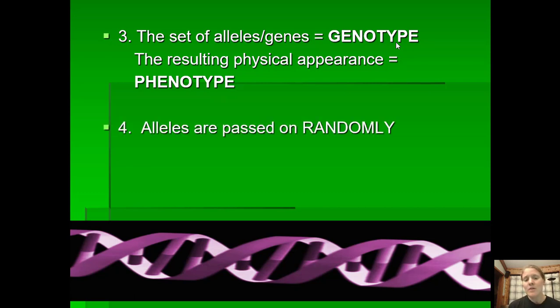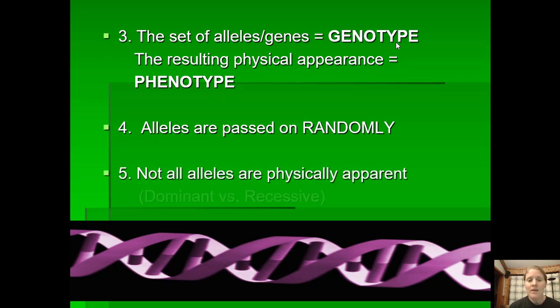Mendel also determined that alleles are passed on randomly, so in the making of eggs and sperm, there is no rhyme or reason to which one gets passed on each time. But he also identified, as we looked at the traits earlier, not all alleles actually show up, so recessive traits can be hidden by a dominant trait.